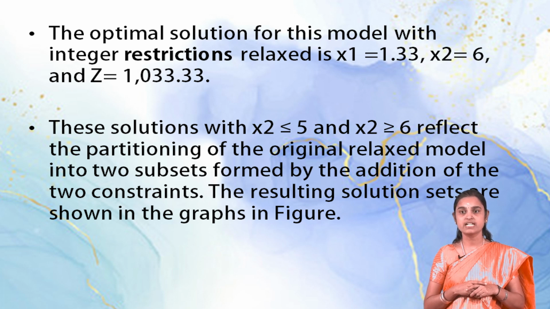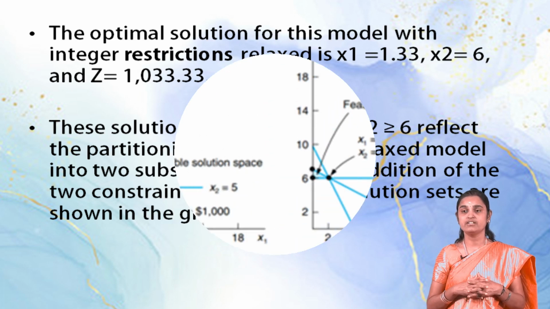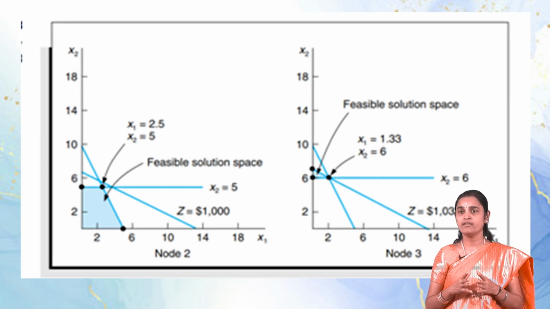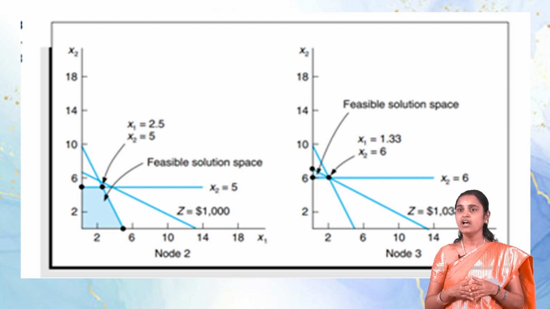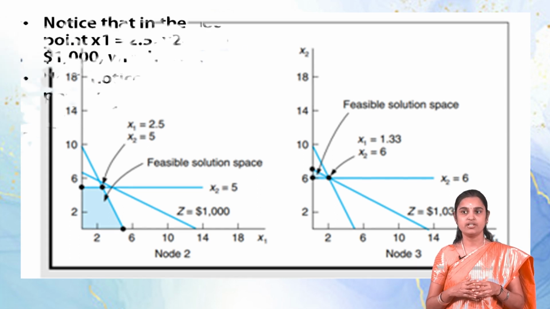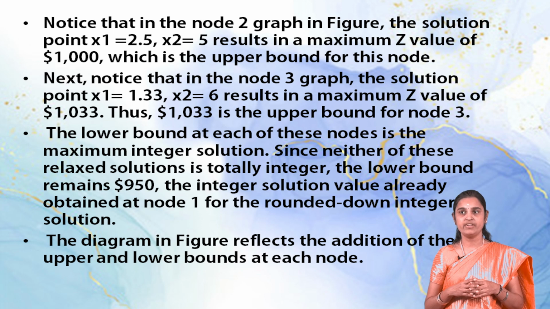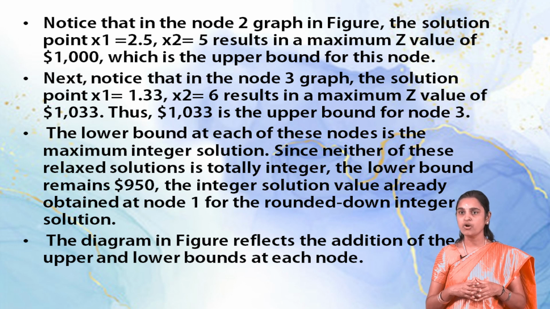The resulting solution sets are shown in the next graph as a figure. So we can solve this with the graphical method. Solving, we get x1 equal to 2.5 and x2 equal to 5 and the maximized value is $1000. In the next figure we get x1 equal to 1.33 and x2 equal to 6 and the maximized z value is $1033. Notice that in the node 2 graph in the figure, the solution point x1 equal to 2.5, x2 equal to 5 results in the maximum z value of $1000, which is the upper bound for this node.